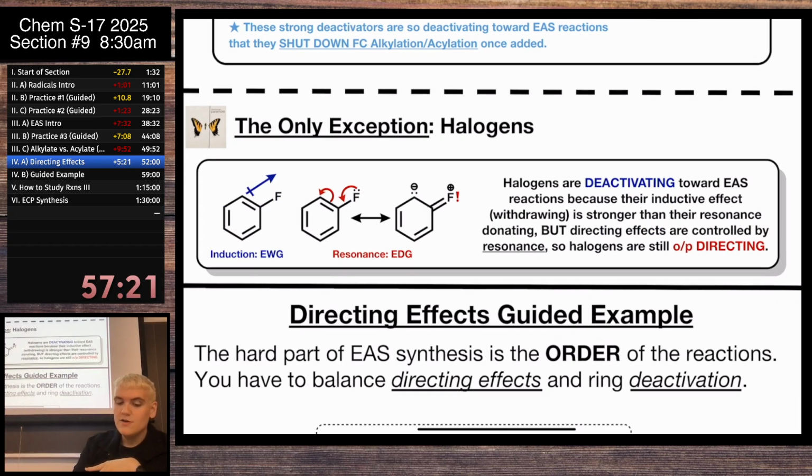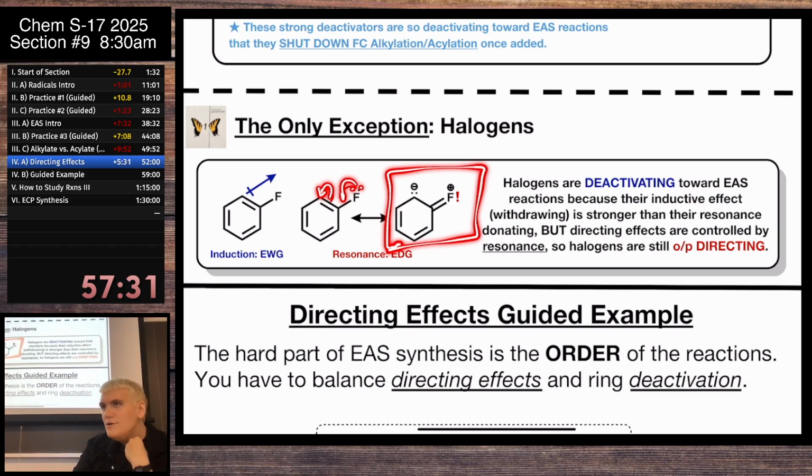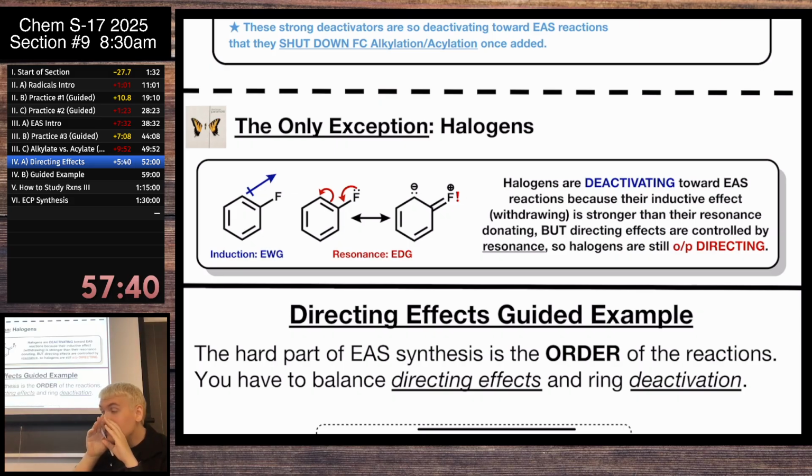So halogens are going to withdraw from the ring via induction, and then they are going to donate into the ring via resonance. But is this a good resonance structure? A positive charge? On my fluorine? No, she's not going to be okay with that. But it still happens a little bit. Like, it's not a strong resonance contributor by any means, but it is partially there.